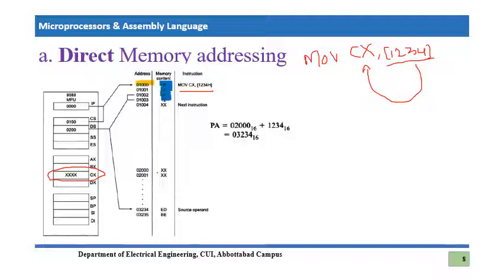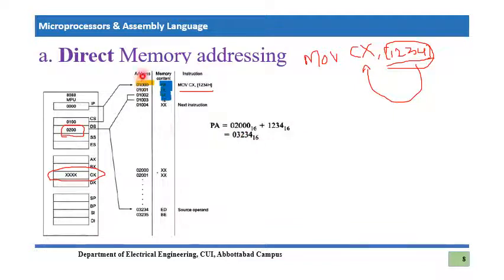So it will first calculate this memory location address. There is no segment prefix override used, so it will be the data segment. The data segment value is 0200. It will be multiplied by 10 and become 02000, plus this effective address. Remember, this is direct memory addressing mode, and the effective address is directly given here. So 1234 is added, and it becomes 03234. This is the location from where we will find certain data.